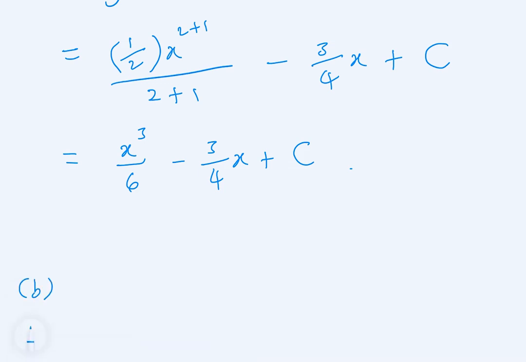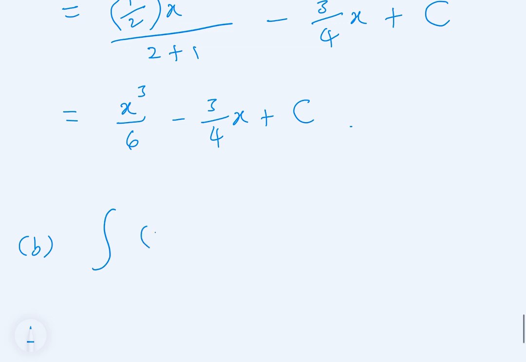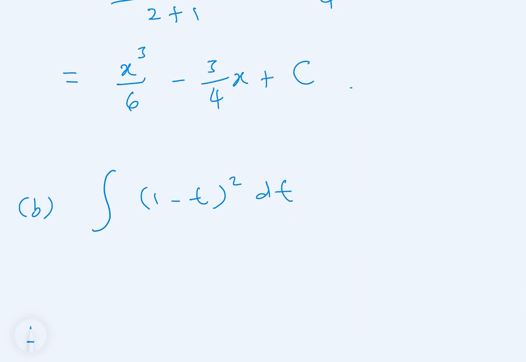Okay, we are integrating (1 minus t) to the power 2 with respect to t. The first thing we do with this one, obviously, we want to simplify this. So we are going to expand the (1 minus t) to the power 2. When we expand this, we're going to get 1, minus 2t, plus t squared, with respect to t.